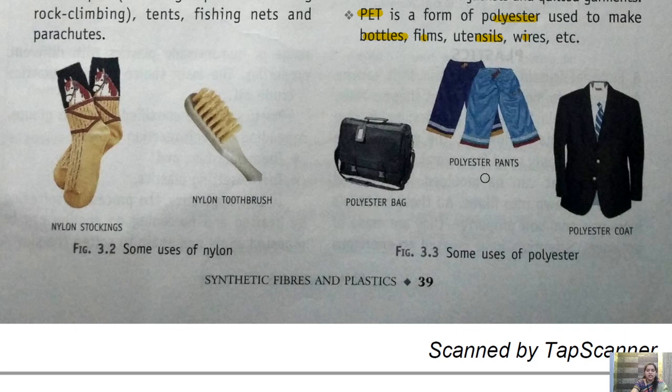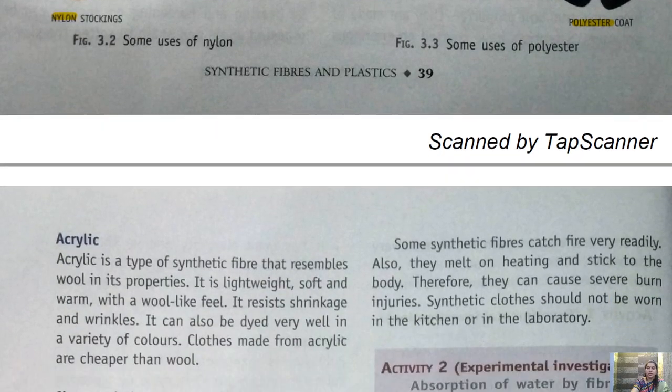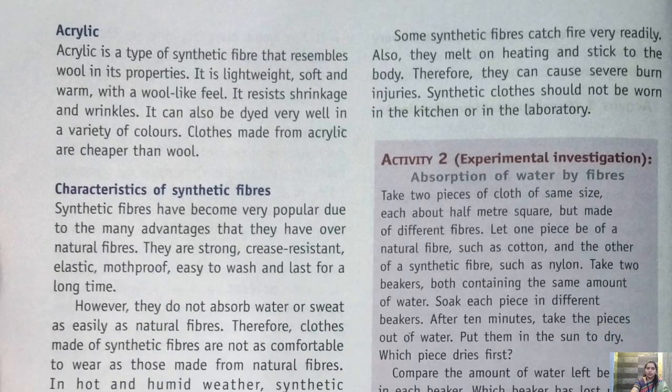You can see here in the diagram, children. So, these stockings are made up of nylon. This brush is nothing but a nylon. Okay. This bag is made up of polyester. These pants are made up of polyester. Coat is made up of a polyester. Okay. So, these garments are made from polyesters. And polyesters are generally used in a mixed form, either with cotton or with the wool.